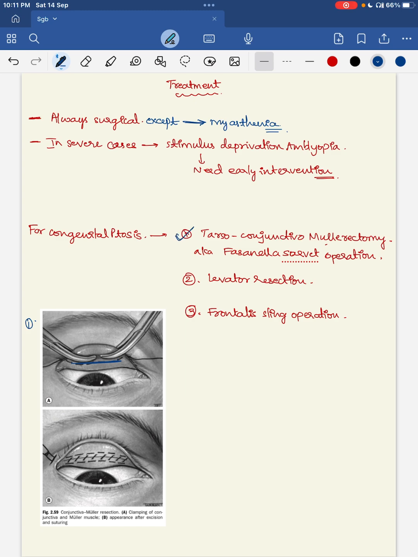This is called Fasanella Servat operation, also called tarsoconjunctivomullerectomy. The procedure's name is also called Fasanella Servat operation.